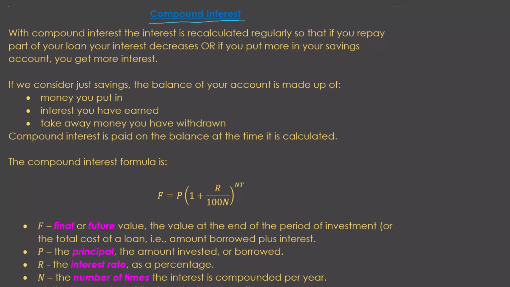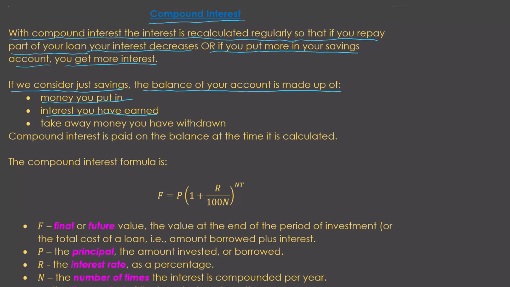Compound interest. With compound interest, the interest is recalculated regularly so that if you repay part of your loan, your interest decreases, or if you put more in your savings account, you get more interest. If we consider just savings for simplicity, the balance of your account is made up of money you put in, interest you have earned, take away any money you may have withdrawn. Compound interest is paid on the balance at the time it is calculated.